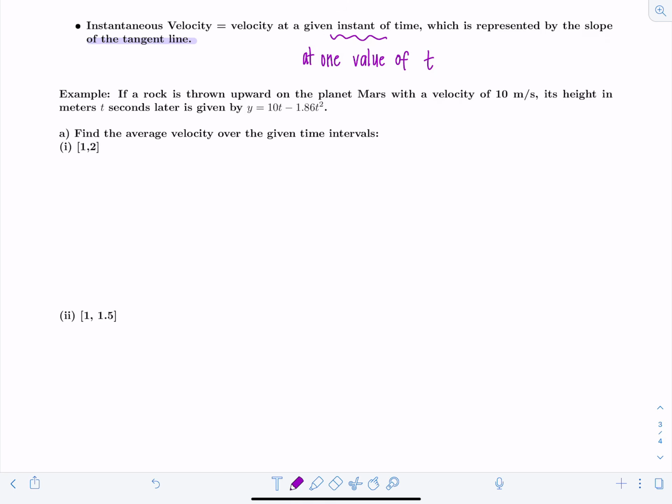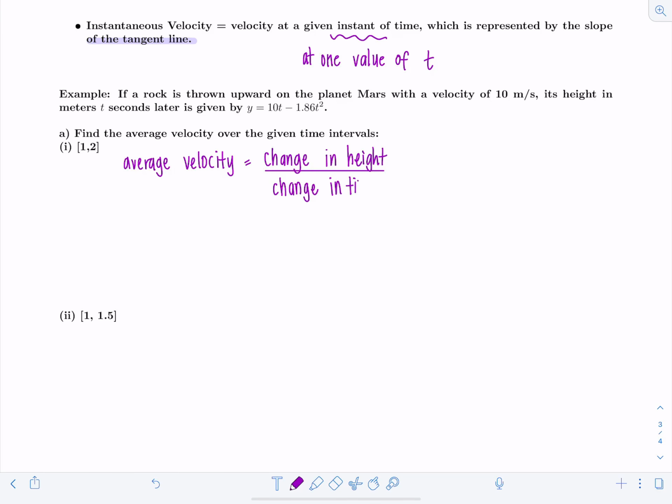So remember, average velocity from above is distance traveled over time elapsed. You could think of that also as change in position. In this case, I'll say change in height divided by change in time, which is represented by the slope of the secant line, okay? So here, 1 and 2, these represent values of t, and I want to know what is the height at each of those values of t. So let's figure it out off to the side here.